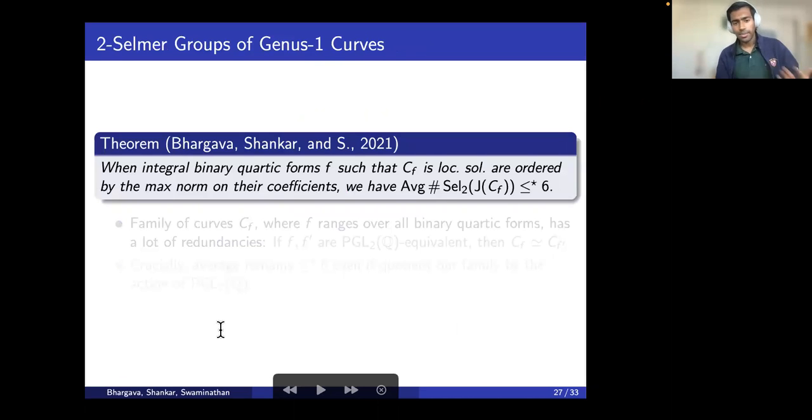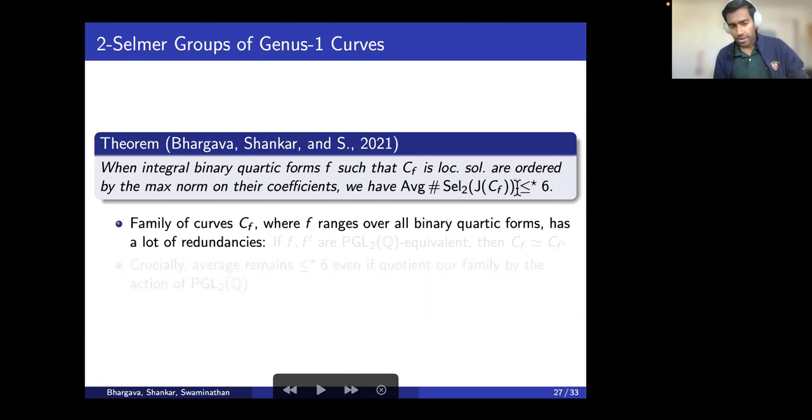So once you've shown that the points coming from the parametrization are equidistributed, we get the following theorem. We can vary over leading coefficients, so we can prove that when integral binary quartic forms f, such that CF satisfies this technical condition that it's locally soluble, are ordered by the max norm on their coefficients, the average size of the two Selmer group is at most 6, and we expect equality.